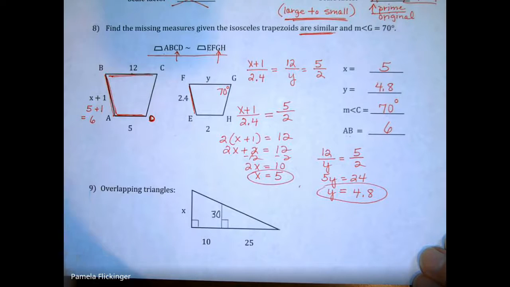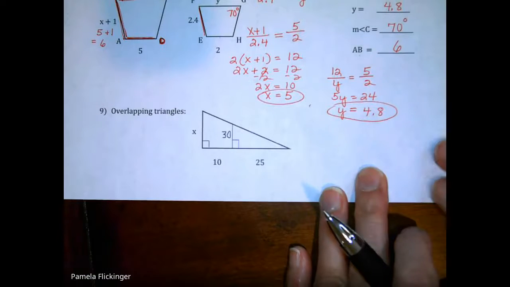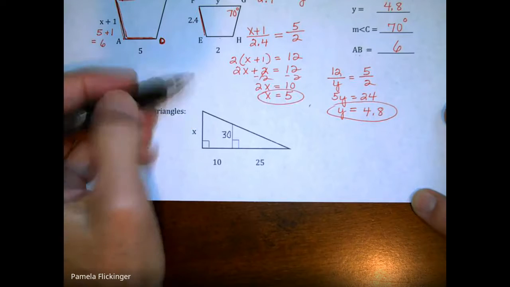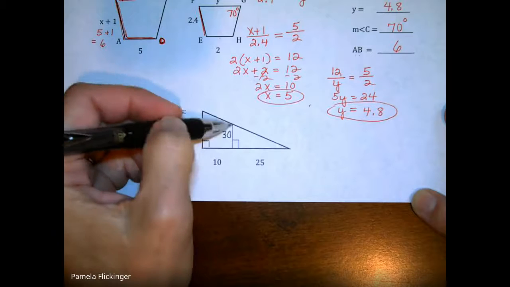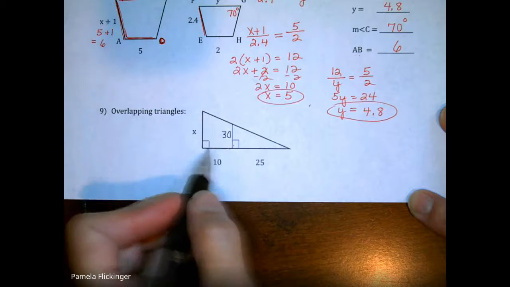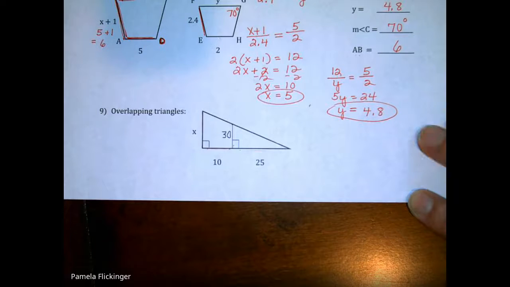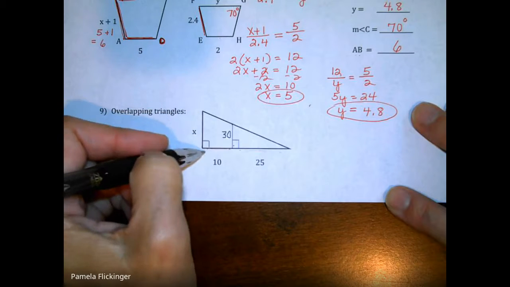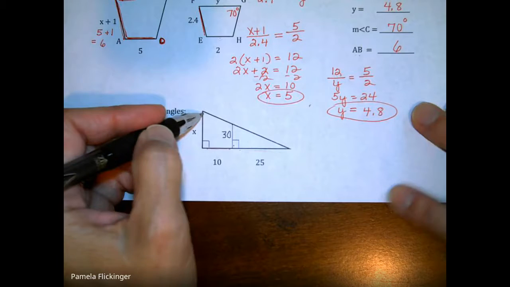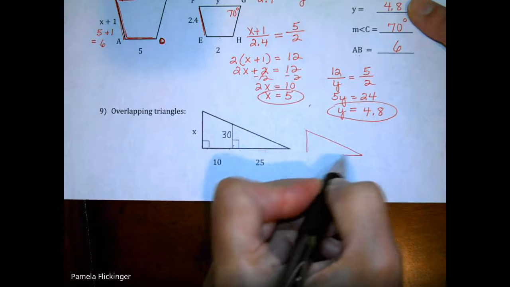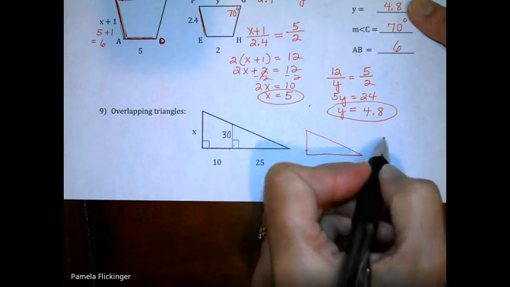Okay. Now let's talk about overlapping triangles. When you look at this, it's real easy to say, okay, this height of x goes with this height of 30. And then we have a tendency to say, okay, then the left is going to go over the right. The problem is we need whole parts. So there are two triangles in this picture that are similar. If I separate them, I've got the bigger one and I've got the smaller one.